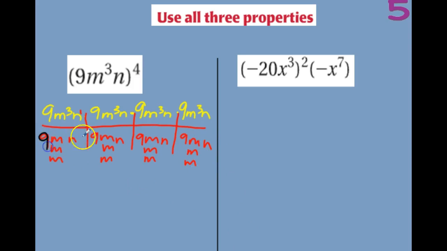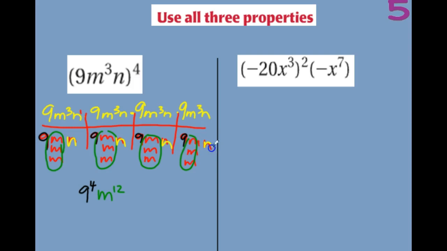So first, let's count up our 9s. We have 1, 2, 3, 4 9s, so 9 times 9 times 9 times 9, or 9 to the power of 4. Then we have our m's. We have 1, 2, 3, 4, 5, 6, 7, 8, 9, 10, 11, 12, m to the power of 12. And then last, our n's. We only have 1, 2, 3, 4 n's, so n to the power of 4. And that would be something that could potentially be seen here, but a lot of times people make mistakes. That's why I'm showing our work.